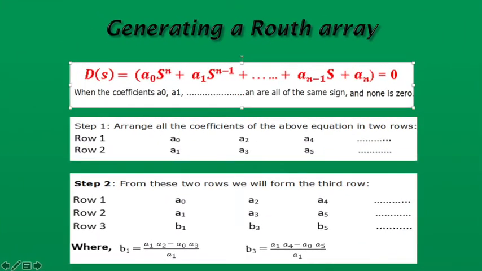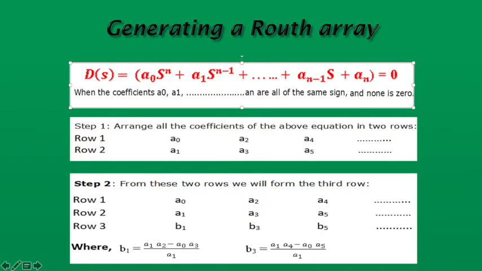Generating a Routh array. Considering the following characteristic polynomial, when the coefficients a0, a1 and an are all the same sign and non-zero. Step 1. Arrange all the coefficients of the above equation in two rows.